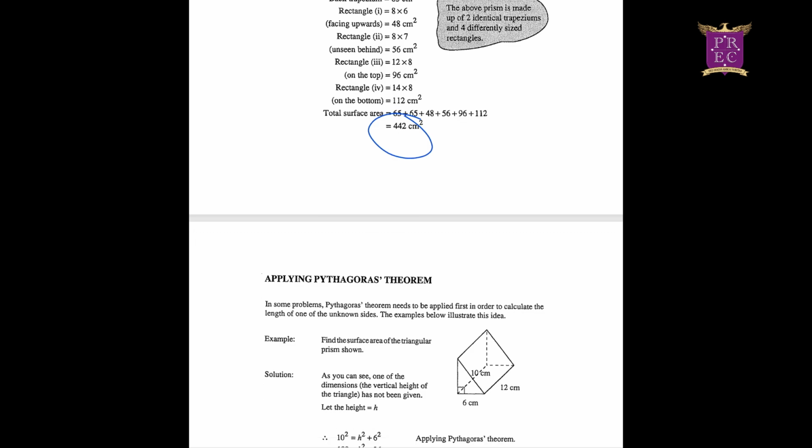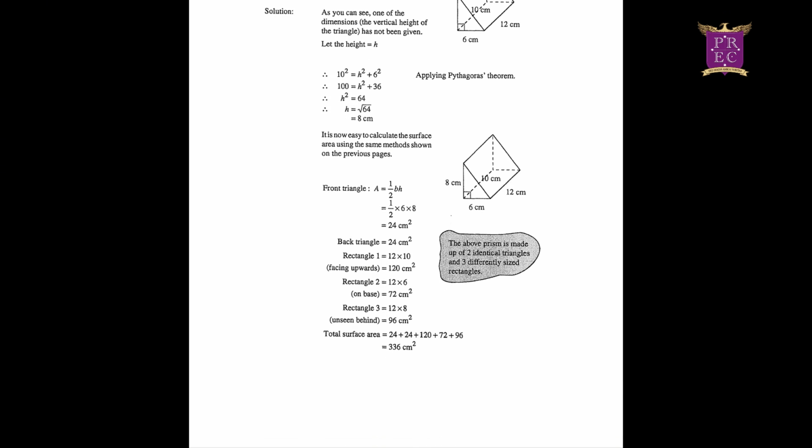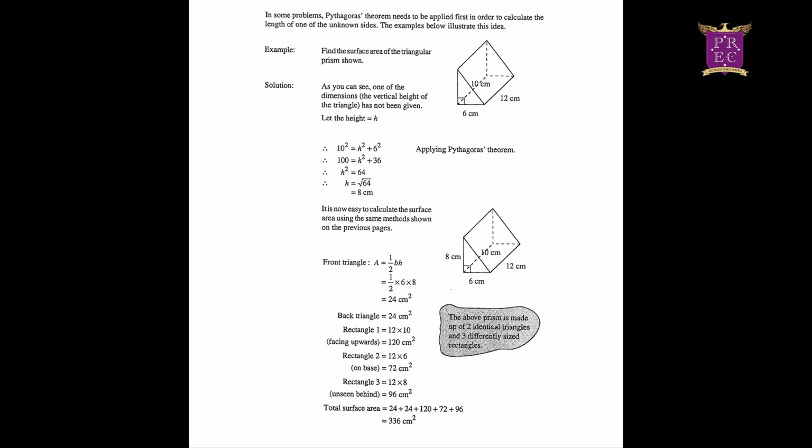Okay, we have a look at applying Pythagoras theorem to find the surface area. Here we don't know the length of this side, and we need that length to find the area of the triangle, because that's the height of the triangle. We've got the base, we're looking for the height. So we just need to apply Pythagoras theorem. If you remember your Pythagoras triads, you know that 10, 6, and 8 go together. So we know that this missing side is 8 centimeters.